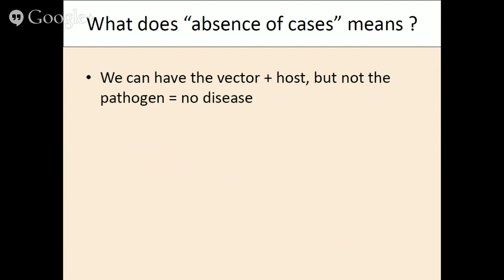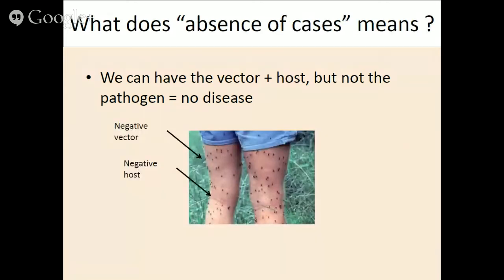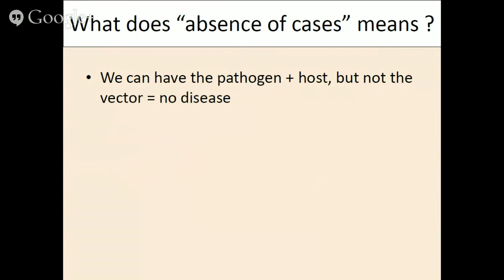But when we work with diseases, the meaning of absences of cases is different. For example, we can have the vector and the host, but not the pathogen in the system. So we are not going to have the disease. Even if we have a lot of bites from one vector, we are not going to develop the disease. So that's why the disease is not in the system. Or we can have the pathogen and the host, but not the vector to provide transmission. So we are not going to have the disease in the system.